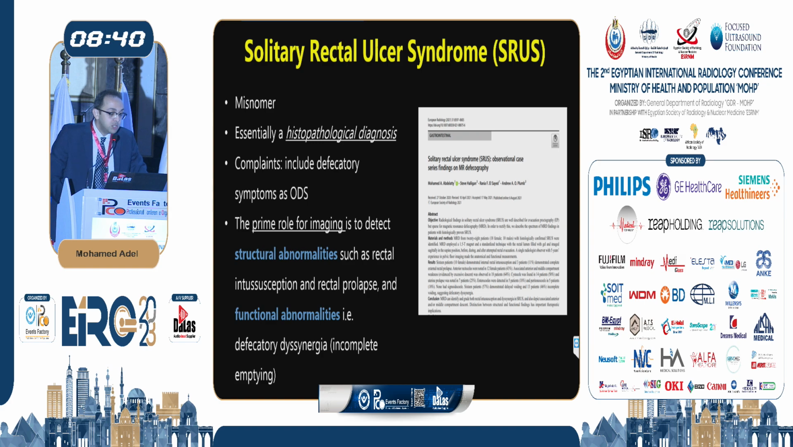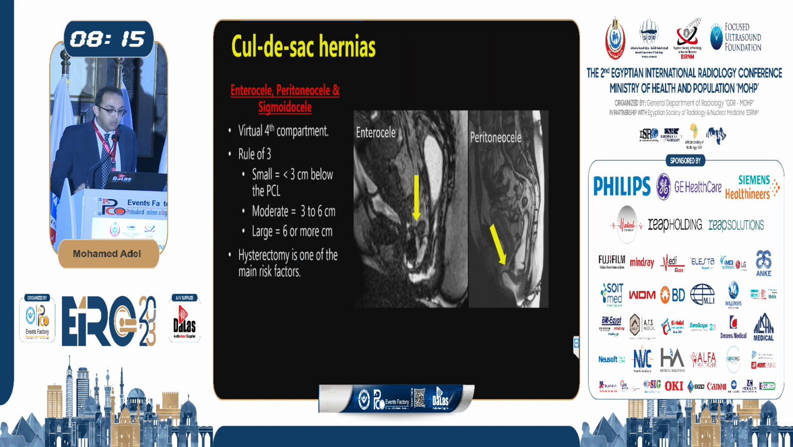The prime role for imaging is to detect the associated structural and functional abnormalities, because sometimes there's an overlap between both. So basically, when there is an intussusception, or the patient simply doesn't evacuate, and there's anismus, and on histopathological analysis we find that the patient has solitary rectal ulcer syndrome.